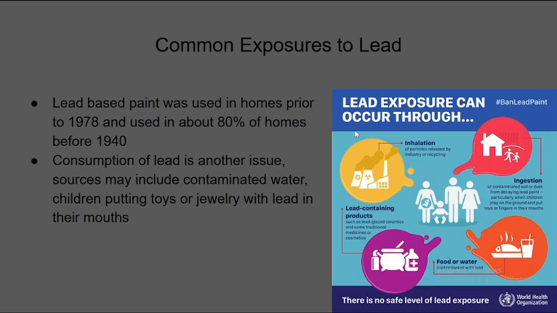So how do we get exposed to lead? Prior to 1978, it was legal to use lead-based paint in homes. About 80% of the houses before 1940 had lead-based paint. After a while, the lead-based paint will chip off. Children can lick the wall or eat the paint. Either way, it becomes ingested in their body. Another way is through jewelry and toys with lead paint.